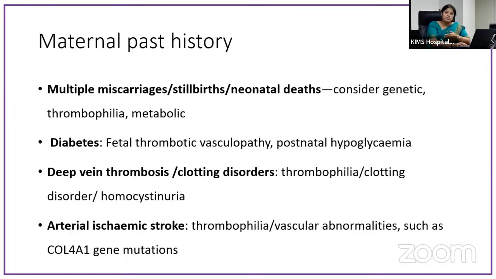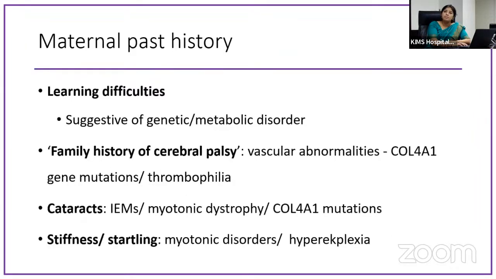Now, because these are genetic, they can result in strokes even in other family members. If the mother has learning difficulties, it may again suggest genetic metabolic disorders. A family history of cerebral palsy can point towards vascular abnormalities which predispose a person to strokes, thrombophilic disorders, or other disorders which result in early brain insults, and the children and later on adults can present only with motor deficits. So a family history of cerebral palsy is something that we should always be very, very careful about.